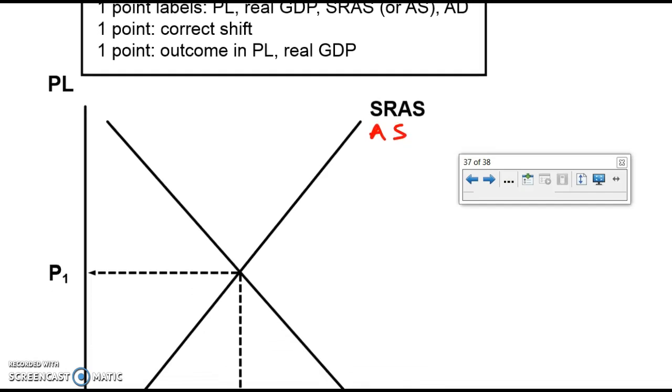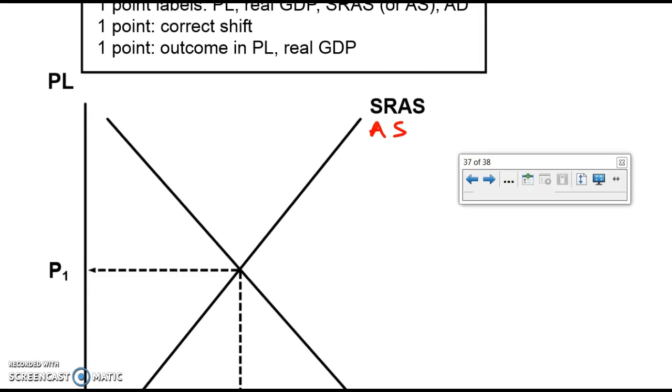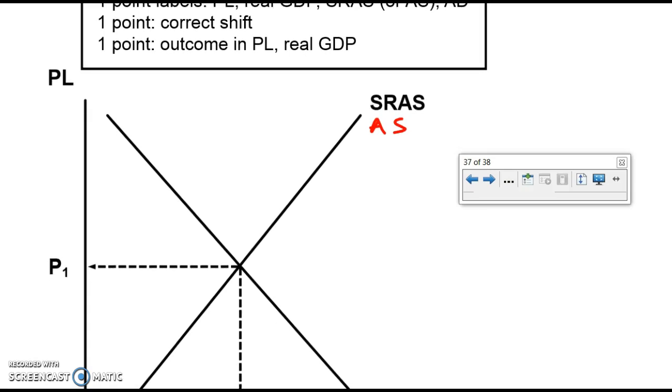You're going to be presented with a situation. You're going to get 1 point for drawing the correct shift. You need arrow, line, and label. And then you will get 1 point for identifying the impact correctly, reading your graph. It is not possible to get the last point if you make the wrong shift. Reading the wrong graph is not going to give you a point. So you actually have to have the correct shift in order to get the third point. To get the third point, you have to identify the outcome in price level and real GDP.